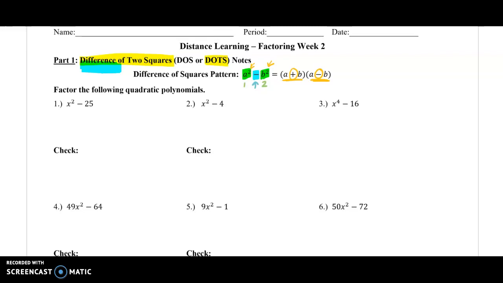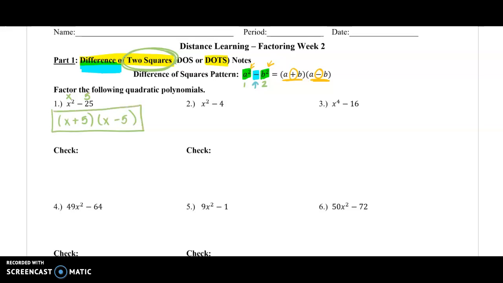Starting with number 1, the first thing you always have to check is that you need to have two perfect squares. So you look at x squared in number 1 and you look at 25. x squared and 25 are both perfect squares. The square root of x squared is x. The square root of 25 is 5. So all you have to do is plug x and 5 into that formula. Since it's subtraction here, you make it (x plus 5) times (x minus 5). That would be our answer.